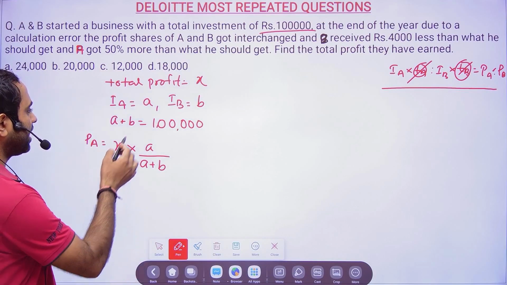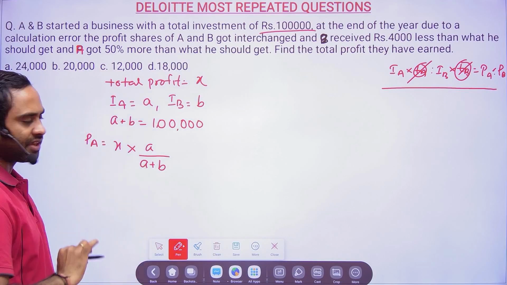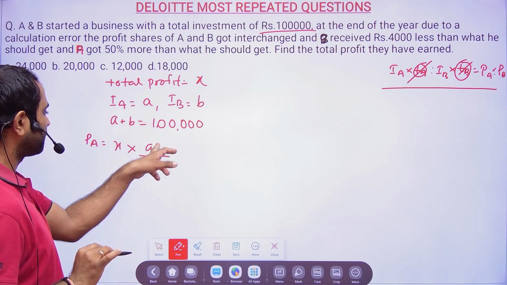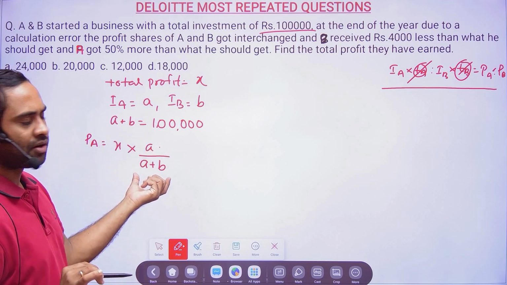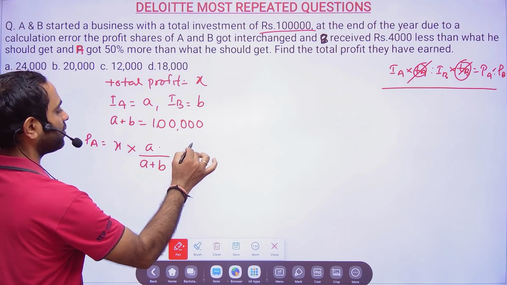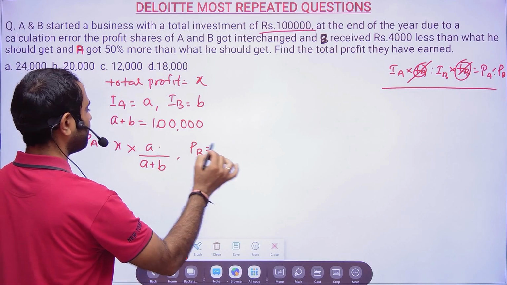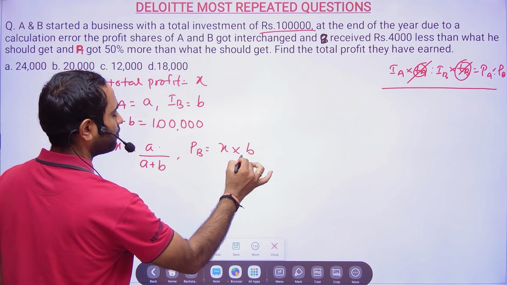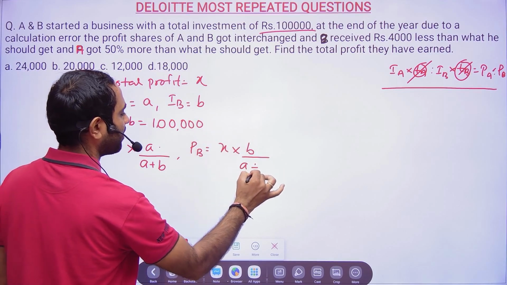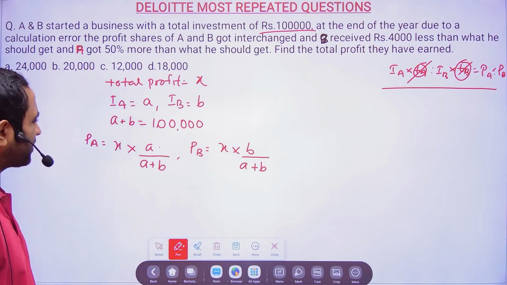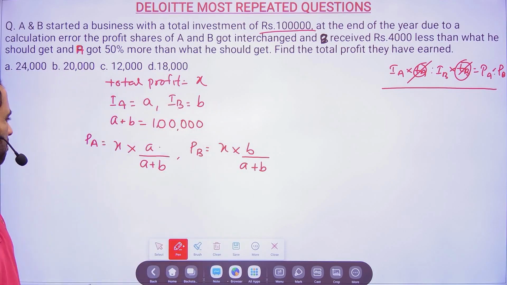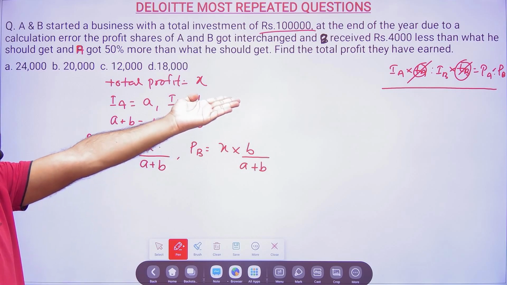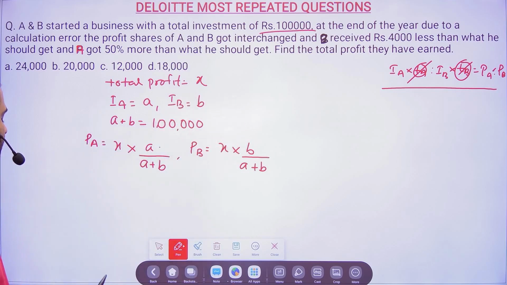Okay, so here total profit is X, and investment will be what? So A's profit is X into investment done by A divided by the total, A plus B. What will be the profit of B? X into investment done by B divided by the total investment, times total profit, basically, because investment and profit ratio will be the same here.